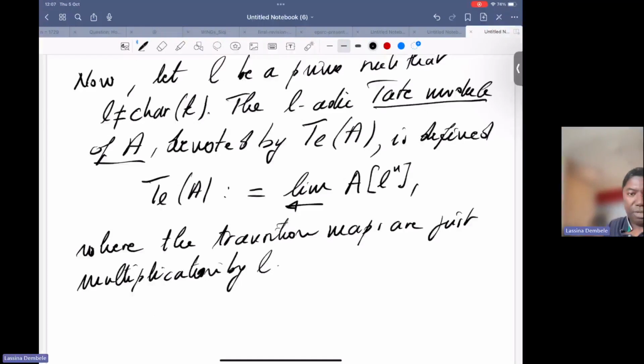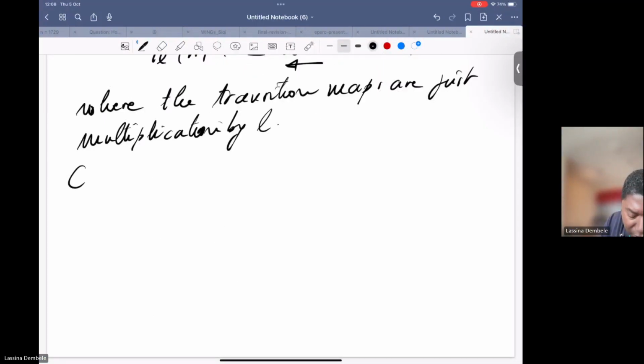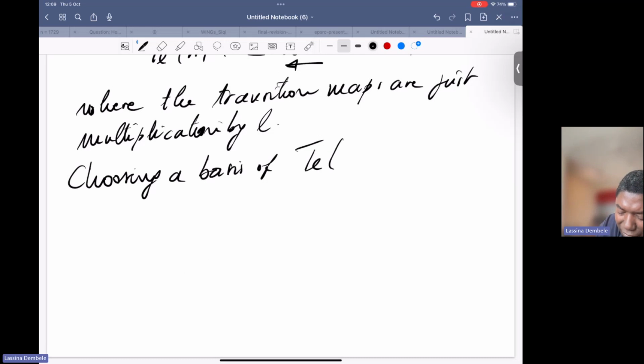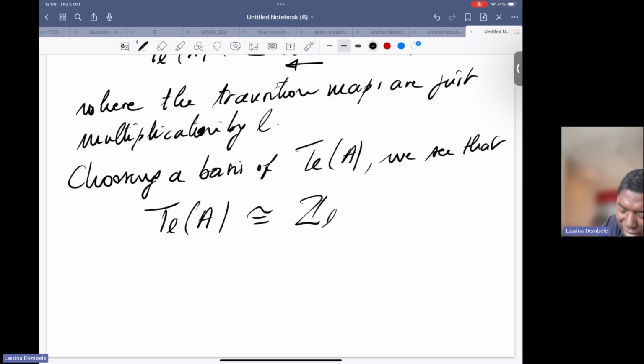So that's what of TL. We see that in fact we would have an isomorphism of this to the 2G. So, okay.